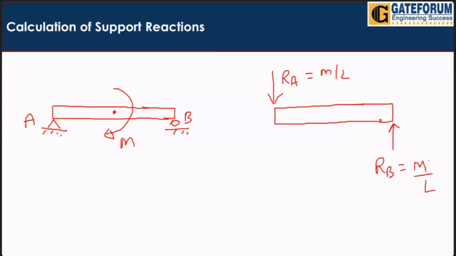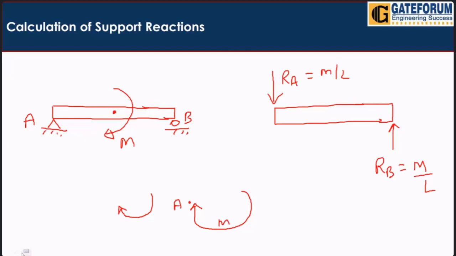But with different sign. If one is upward, the other will be downward. And how to decide which side is upward and which side downward? Suppose it is rotating like this. If it is rotating like this, suppose we draw the circle. At this point A, the moment is rotating like this.